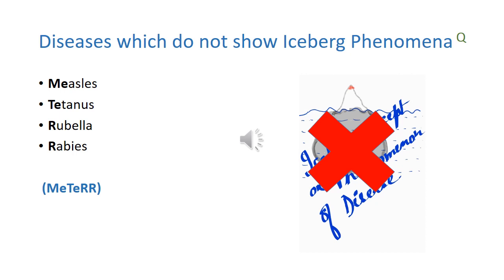So, measles, tetanus, rubella, and rabies are 4 diseases that do not follow the iceberg phenomenon and are often asked in various MCQs. So, you have to remember these 4 diseases. Whenever a person suffers from any of these 4 diseases, he will show symptoms and he will come to the notice of the family or the community, and most likely will even seek medical help. So, these diseases cannot remain hidden from the public eye.